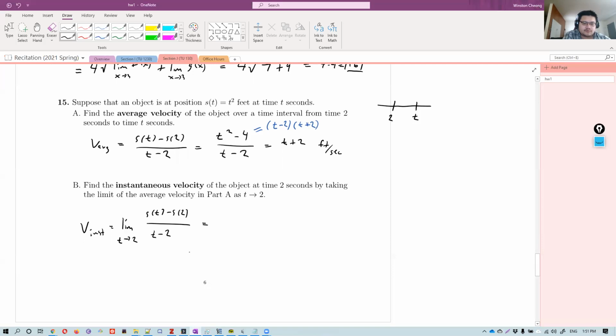Okay, well, let's not redo all our work. We know what this simplifies to, t plus 2. So we just put limit down. And the fraction becomes t plus 2. And we can certainly evaluate this limit. It's just 4. And we put units at the end.